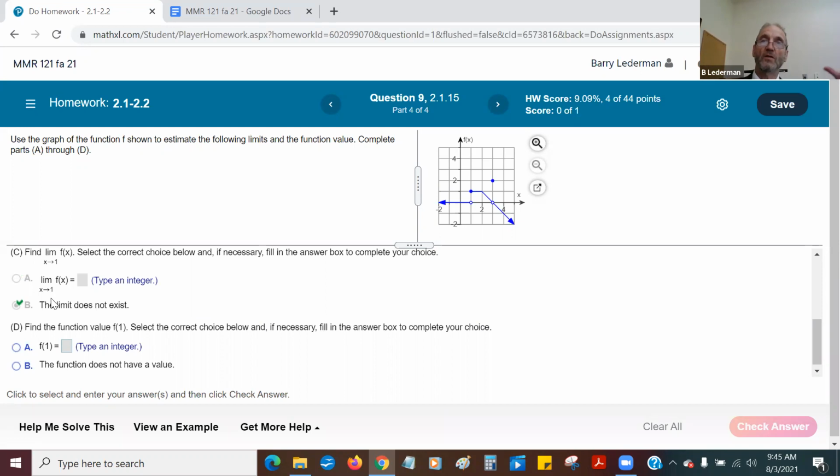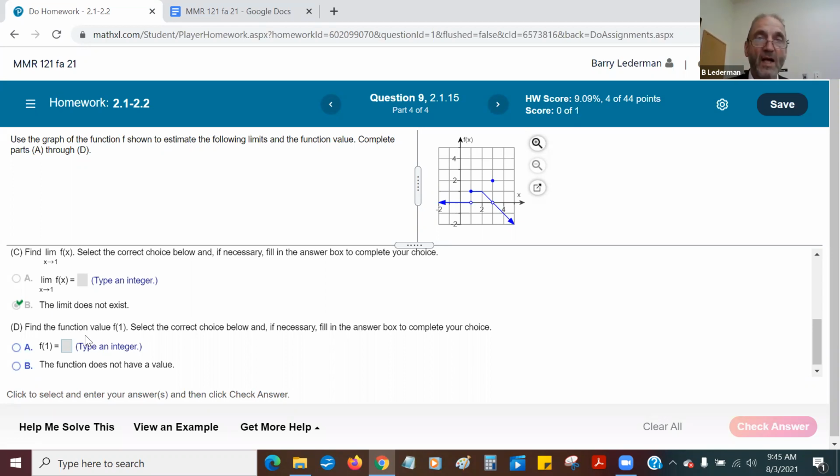So it's only if I approach from both directions that I get to the same value, that's when a limit exists. But if I approach from one direction, it's one value. If I approach from the other direction, it's a different value. That means the limit doesn't exist.